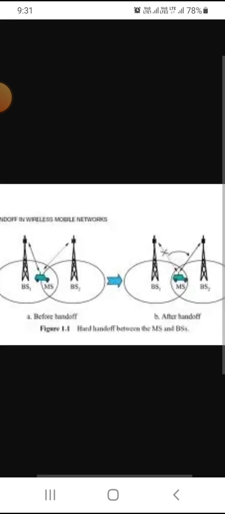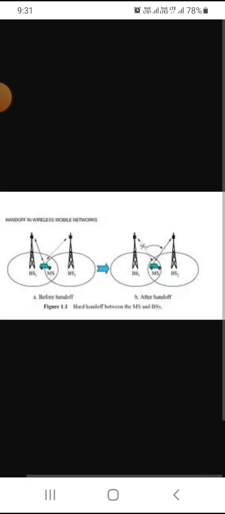You can look at this example of handoff in wireless mobile networks. One station, second station, and this is the MS channel which transfers the message from one station to another station. This is before handoff and this is after handoff. So base station 1, base station 2, and the handoff between MS and BS4.